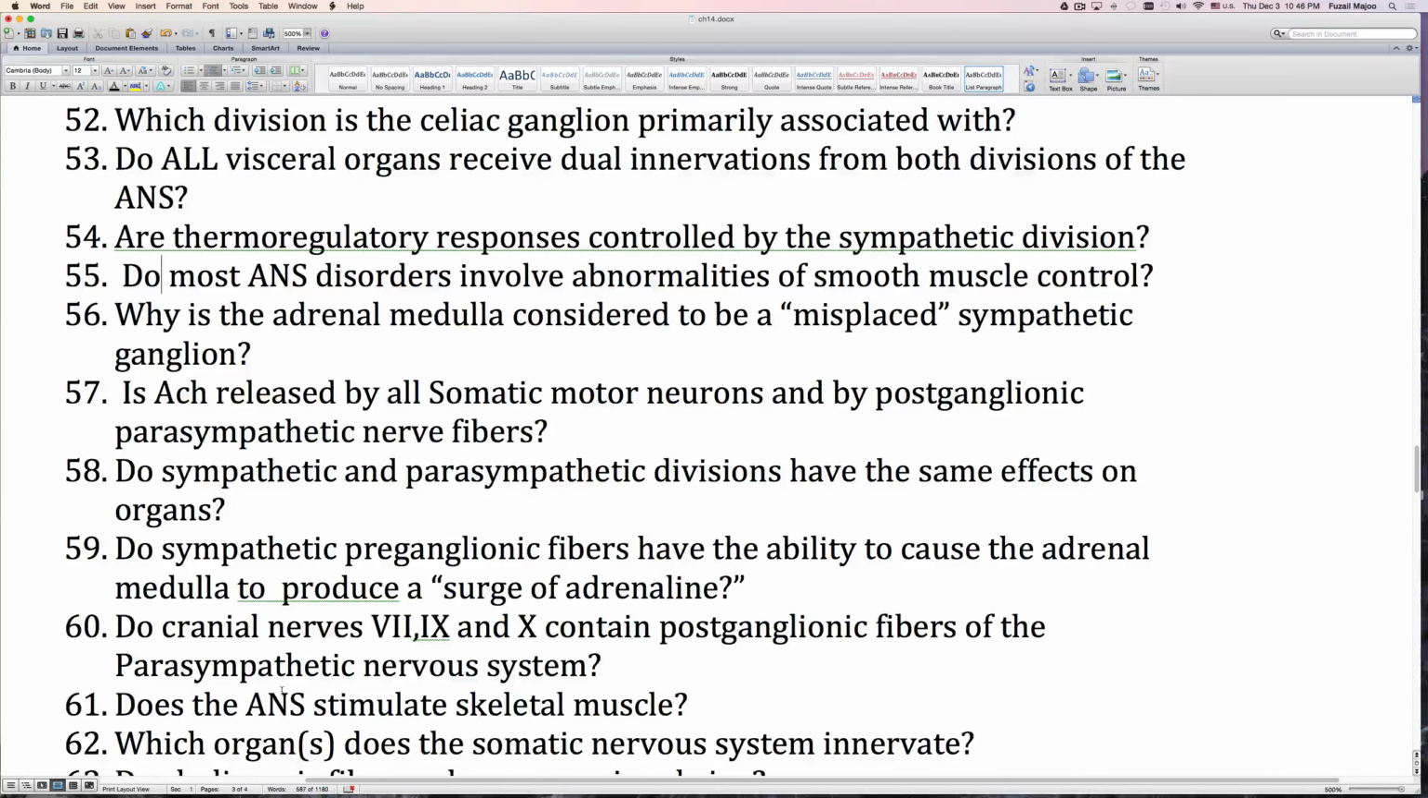Number 67. Are the majority of blood vessels innervated by only the sympathetic division? Number 68. Do both divisions innervate the skin? And again, we're talking about sympathetic and parasympathetic. Number 69. Do both divisions innervate the heart?